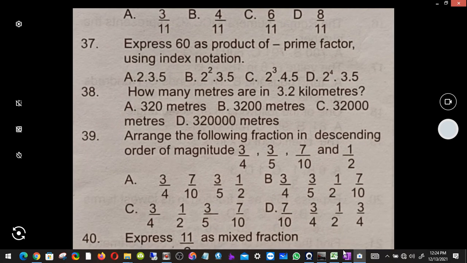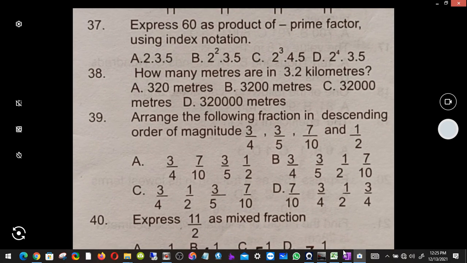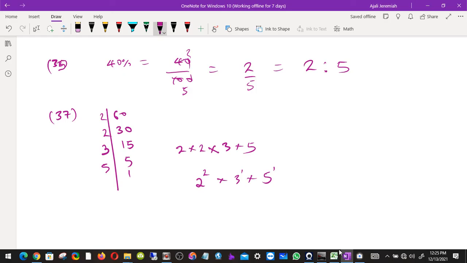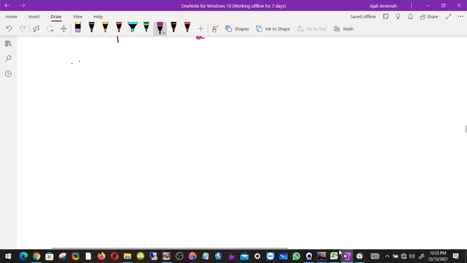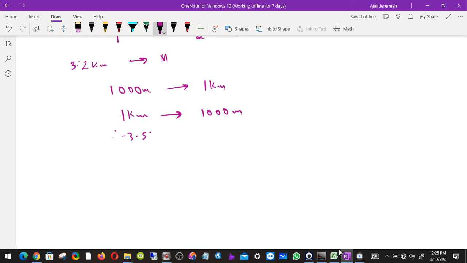Option B. Number 38. How many meters are in 3.2 kilometers? We want to change 3.2 kilometers to meters. What's the conversion relationship? 1,000 meters make 1 kilometer. So therefore, this means that 1 kilometer is equal to 1,000 meters. Okay. So therefore, 3.2 kilometers equals to.